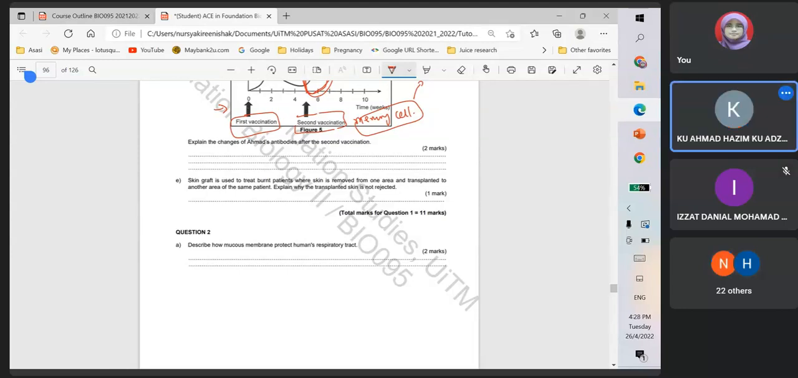Question E. Skin graft is used to treat burn patient where skin is removed from one area and transplanted to another area of the same patient. Explain why the transplant skin is not rejected. Because the skin will act as barrier that prevent growth of pathogen. Tak. Macam mana skin boleh prevent growth of pathogen?